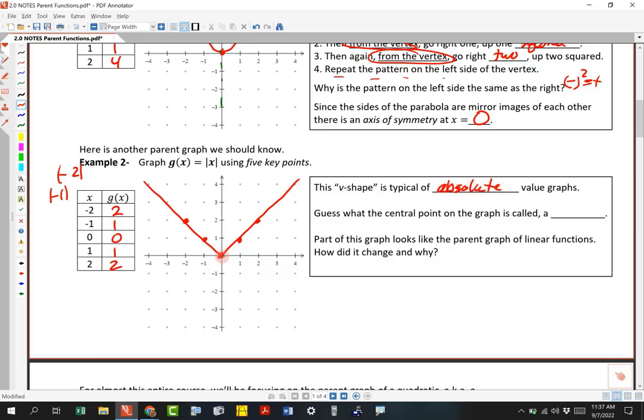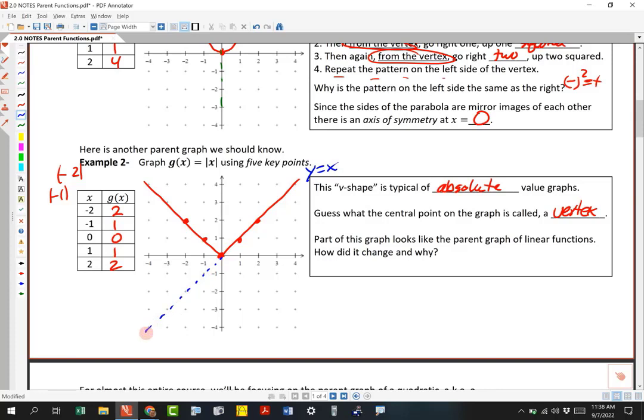Anybody want to take a guess at what we call that central point right there? Mason? Vertex. We do. We call it a vertex. When it comes to a corner, we usually call that a vertex. And part of this graph looks like the parent graph of the linear function. So I'm going to change colors. You don't have to write this unless you want to. If this was y equals x, it would have this little piece down here.